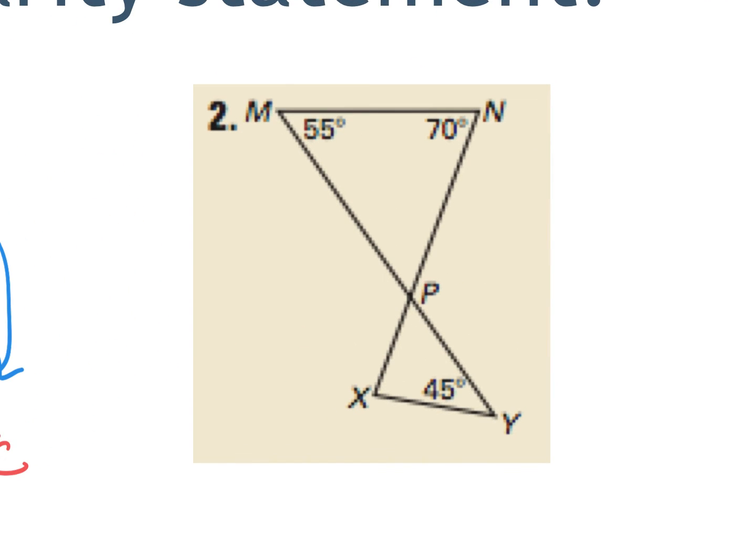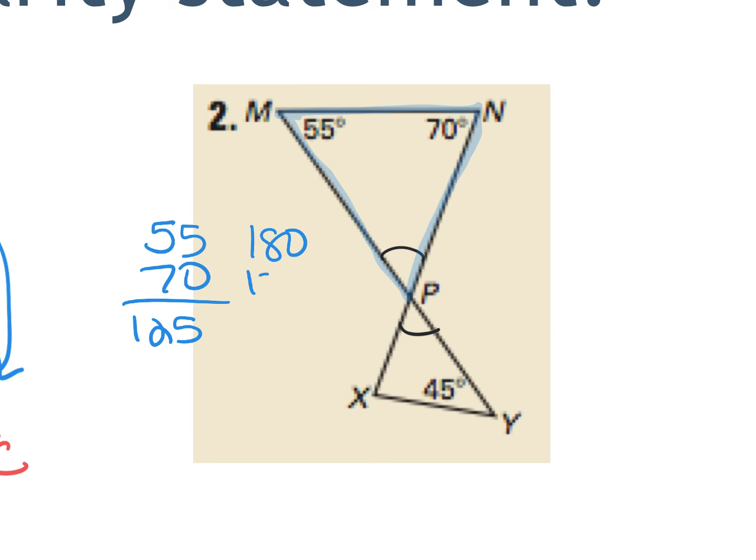Now for this one, I don't have any kind of parallel lines. I do have a pair of vertical angles here that I could mark. Now I do need to find this missing angle measure in order to see if I have any other matches besides the vertical. So what I can do is, for this triangle up here, the MPN, I'm going to go ahead and add 55 plus 70. I get 125. Subtract that from 180. And then my missing angle here, the vertical one, is 55. And then same thing here.